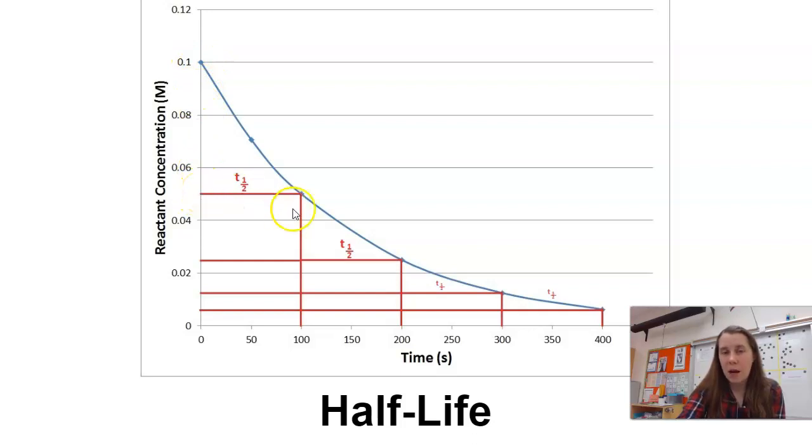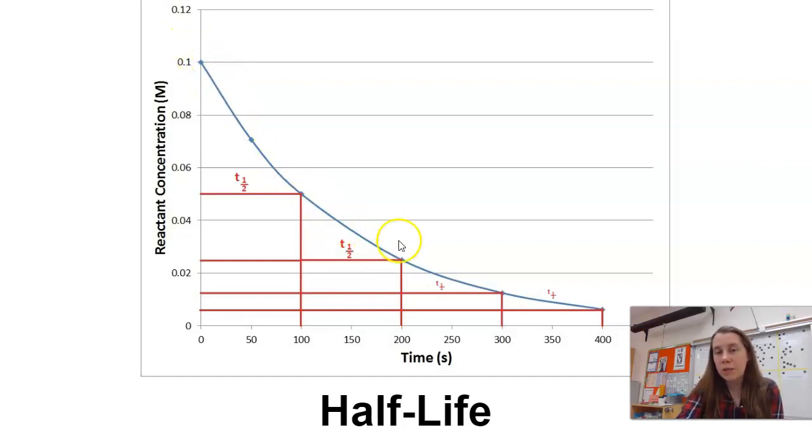And so if we start at 0.1, half of that would be 0.05. And so the amount of time it takes for half to go away is 100 seconds. Okay? And then when we're at 0.05, half of that would be 0.025, right? And that's also from 100 to 200 seconds. So a half-life for nuclear reactions is always going to be constant. That's not always true for chemical reactions, but that's outside the scope of this class, all right?